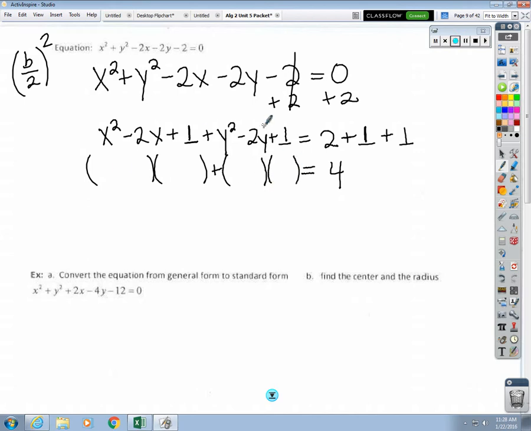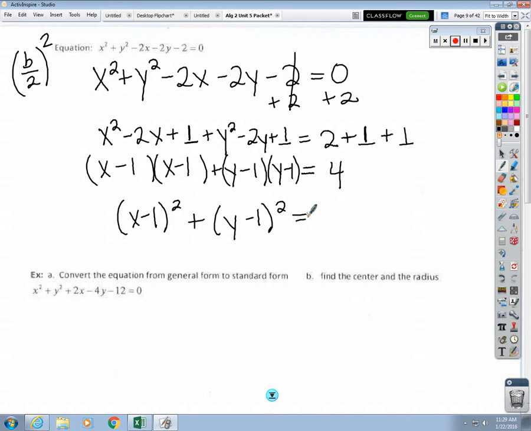Okay, and look, they're identical. So once I factored one, I know the other one. We're looking for two numbers that add up to negative 2 and multiply to positive 1. Right, x minus 1, x minus 1. So over here, it's the exact same thing except for y's. And now what can I do? Square. Write it as a binomial squared. So x minus 1 squared plus y minus 1 squared equals 4.